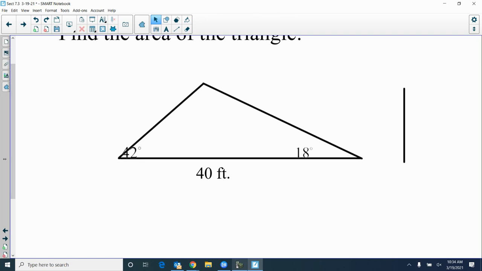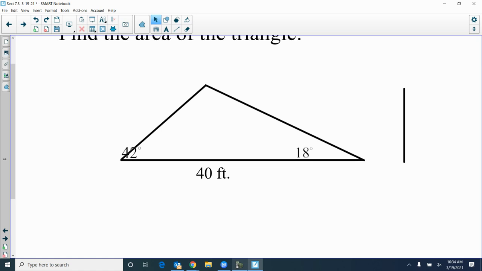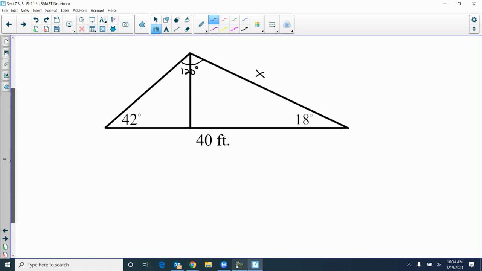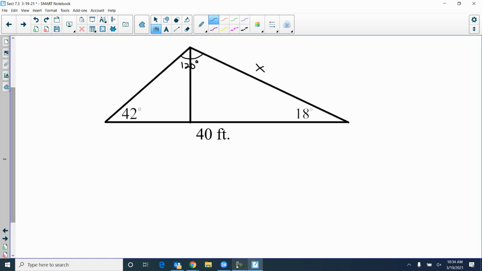Well, I took 180 minus 42 minus 18 to find that top angle. Which is, what is that? 120. Okay? And I used the law of sines, so sine of 120 over 40 equals sine of 42 over F to find that side right there. All right, hold it right there. To go, use law of sines. So yeah, you gotta find this somehow. You gotta find some other sides. So sine of 120 over 40 equals the sine of 42 over x.